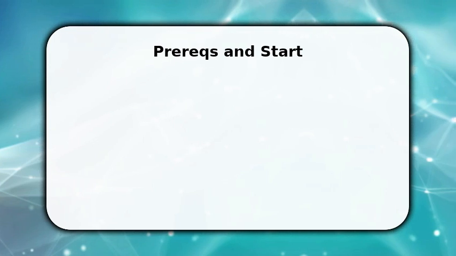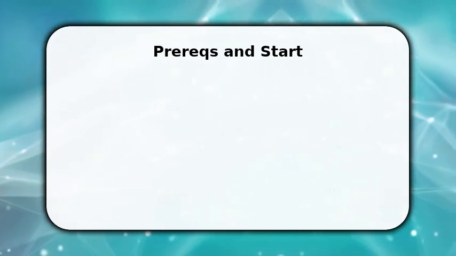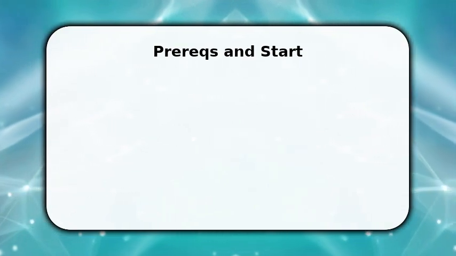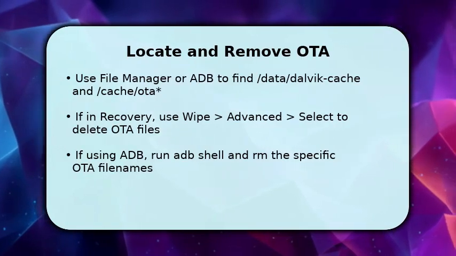Next, power off and boot into recovery or fastboot, depending on your Realme model. This is where you'll find the OTA files to remove. Now you locate and delete the update files.